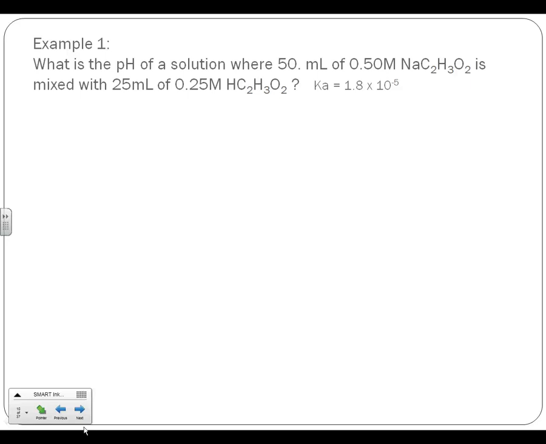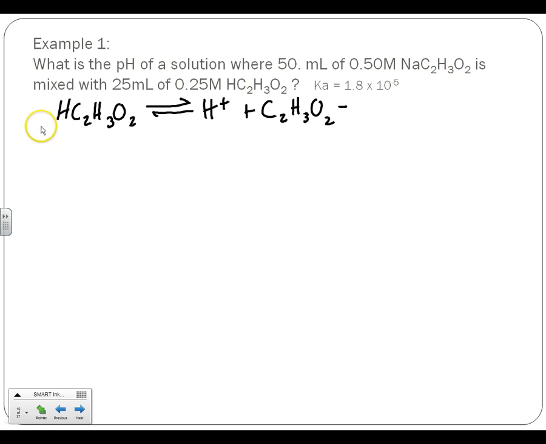As we do these buffer calculations, the first thing you always want to ask yourself is which equilibrium is the source of hydrogen ions? Because most buffer calculations are going to have you say, what is the pH? So for pH, you need hydrogen ions. So the equilibrium that I care about is the equilibrium of my weak acid, not the dissociation of the sodium acetate. What the dissociation of the sodium acetate does is give me a concentration of acetate ions.